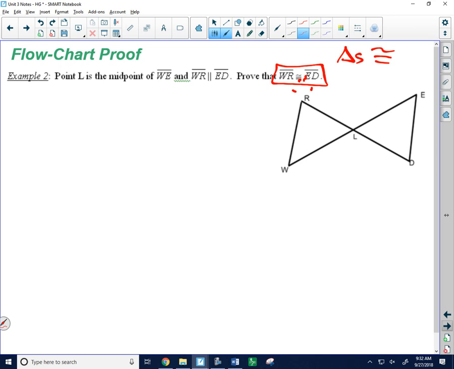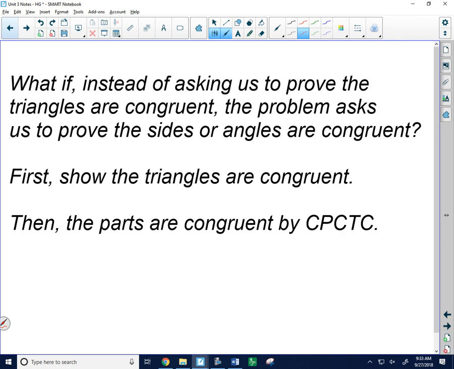So if you are in this unit and you're trying to show sides or angles are congruent, here's what you're going to do. You're first going to show the triangles are congruent. And then you're going to take one more step and say the sides are. So yes, it really is still a triangle proof, showing the triangles are congruent. But then you'll take one more step. I had a slide here that said, what if it wants you to prove the sides are congruent or angles? And I said, first show the triangles are congruent. Then if the triangles are congruent, all the sides and angles will be, you'll put CPCTC.